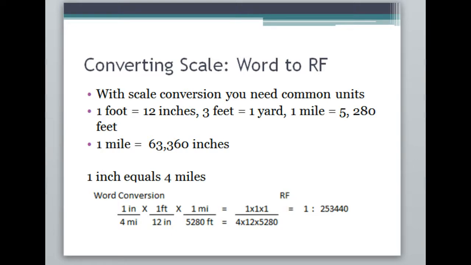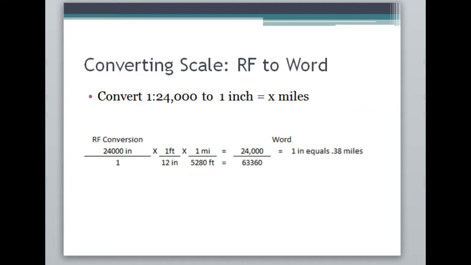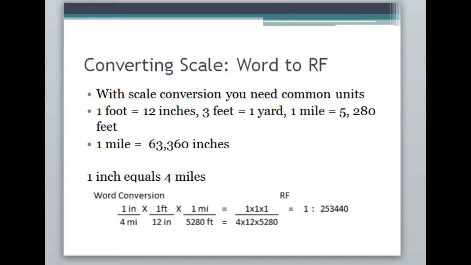So I can cross out inches and inches, I can cross out feet and feet, I can cross out miles and miles, and then when I multiply straight across, I get my RF, which is 1 to 253,440. 440, don't say the "and." Okay, so that's the way to convert to an RF scale from a word scale.